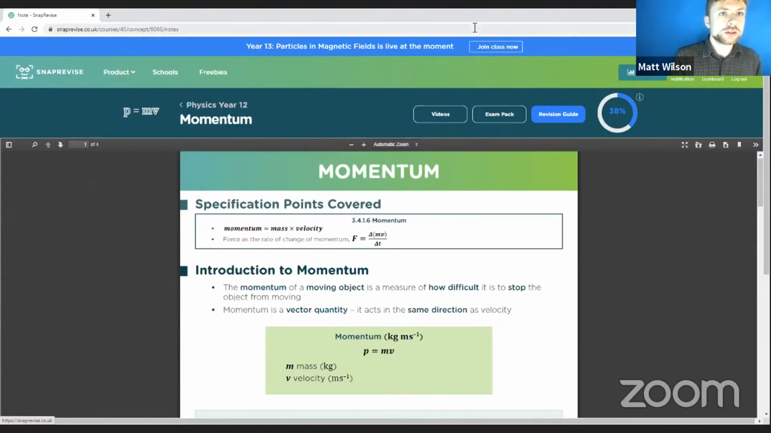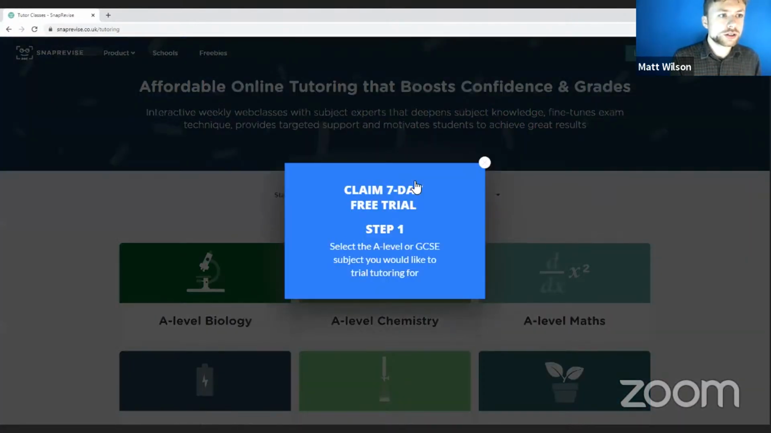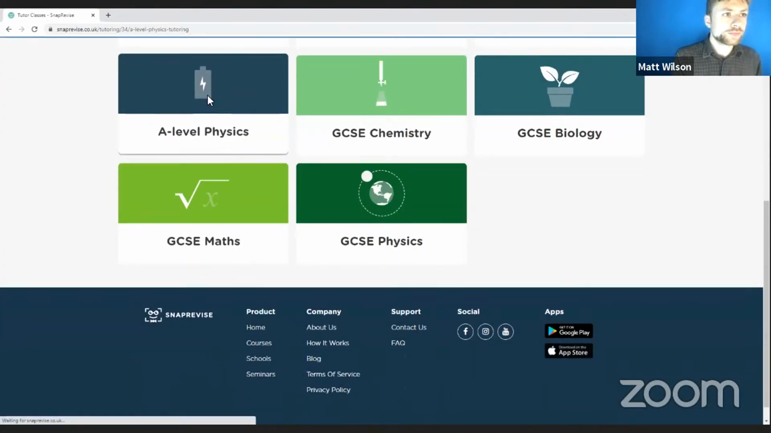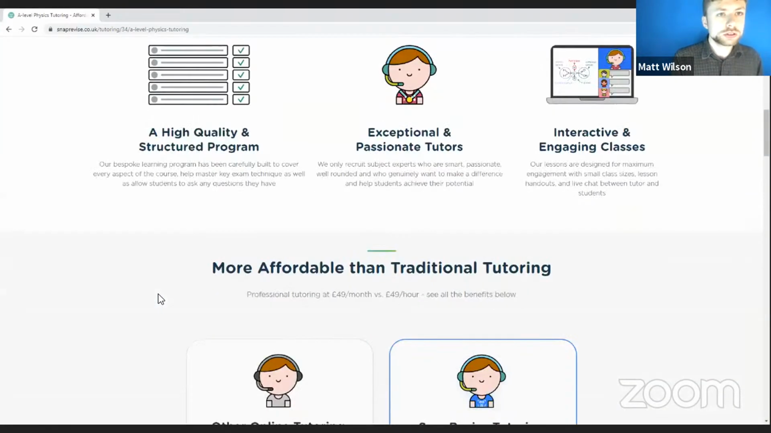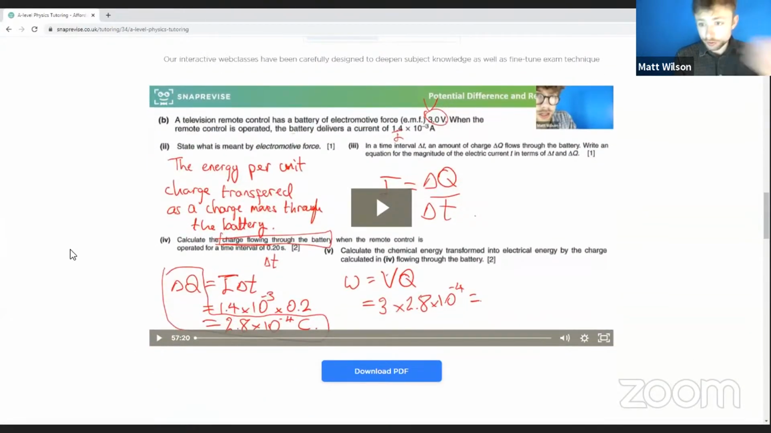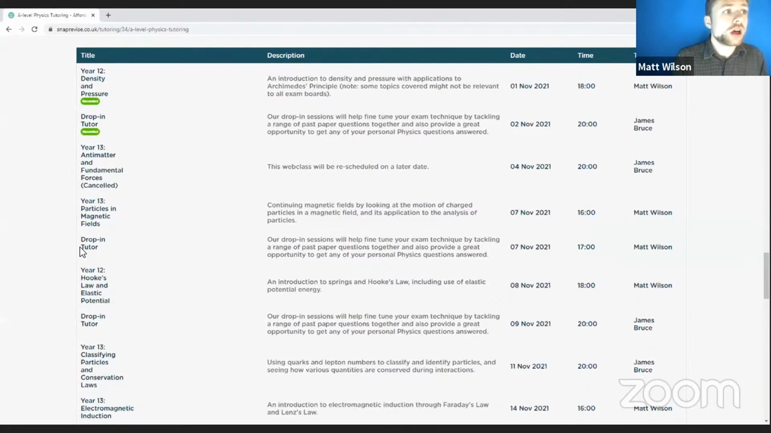We're also doing web classes, and in fact, I'm about to start one on particles in magnetic fields right now. Let's just take you to web classes so you can see what we're doing here. I'm just about to do another couple of web classes now. In one of them, I'm going to be going through material like I was doing here. And in another one, I'm going to be doing a drop-in session where people can just come in and ask any questions they're stuck on, and we just work through them together.